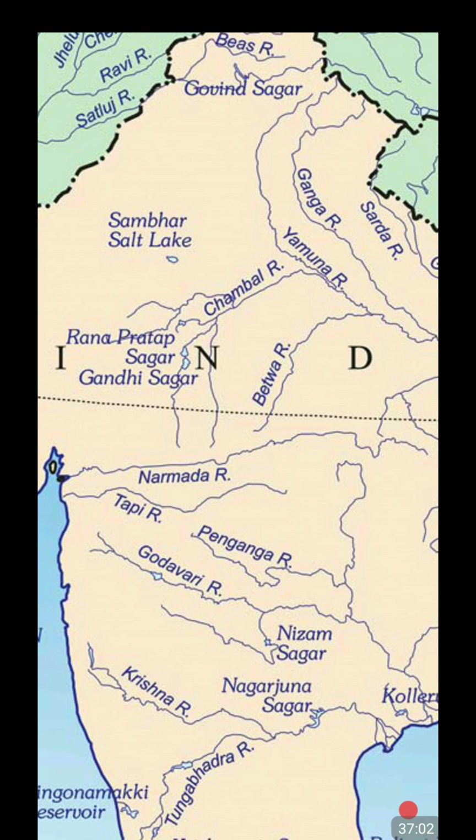Tapi originates from the Mahadeo. Okay, so the Satpura has three ranges: Rajpipla, Mahadeo, and Maikal. From Maikal originates the Narmada, and from Mahadeo originates the Tapi. Again it forms a rift valley, right?